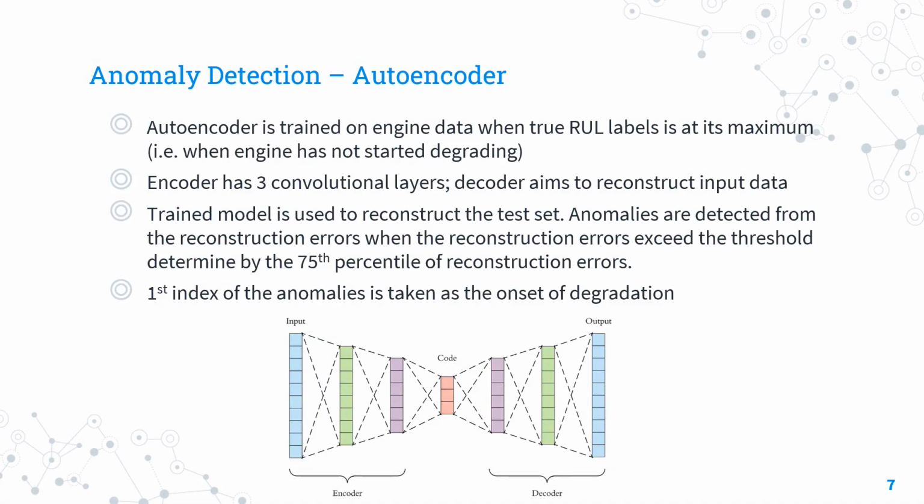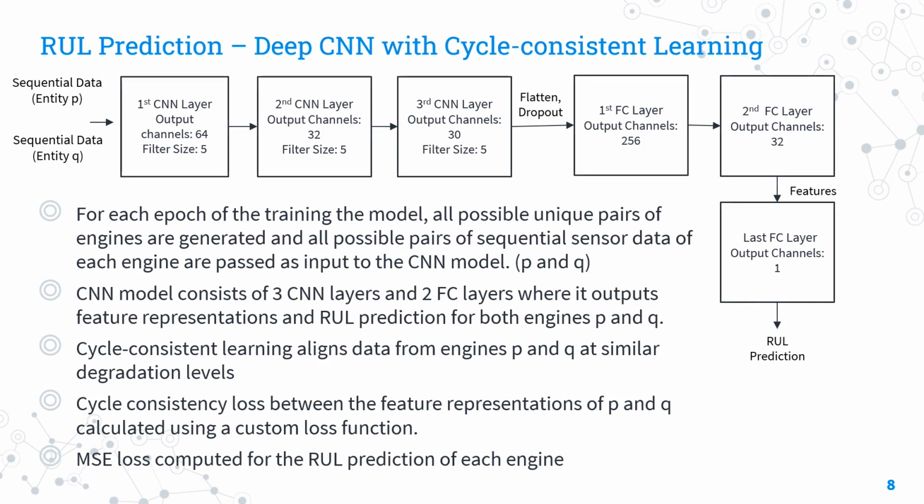So how does the autoencoder detect the onset of degradation? The trained autoencoder model will be used to reconstruct the test data. Anomalies are detected when the reconstruction errors exceed the threshold, which is determined by the 75th percentile of reconstruction errors. Then, the first index of the anomalies will be taken as the first point in time when the engine starts to degrade. After detecting the point in time when each engine starts to degrade, remaining useful life prediction will be done for each engine using a deep CNN model.